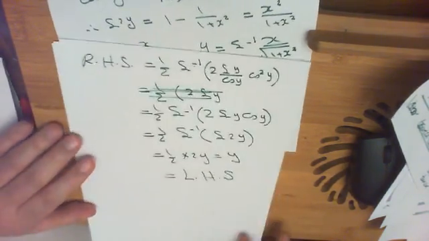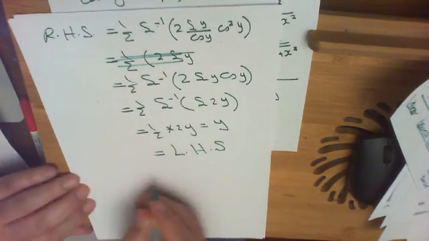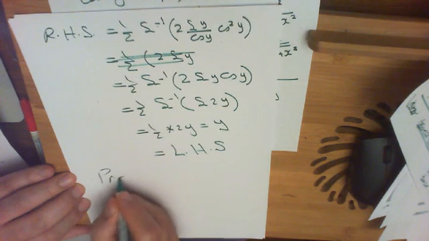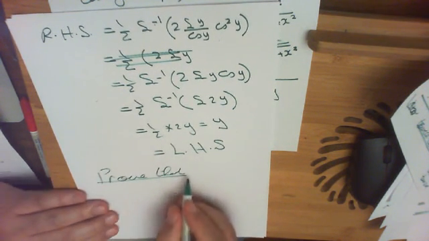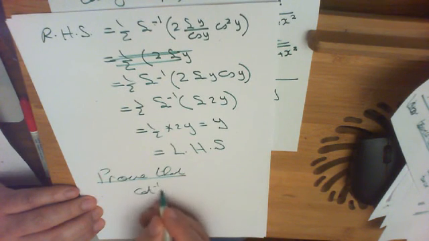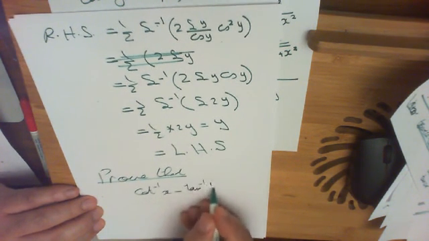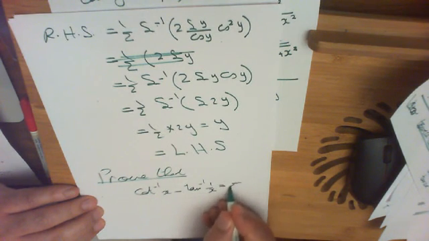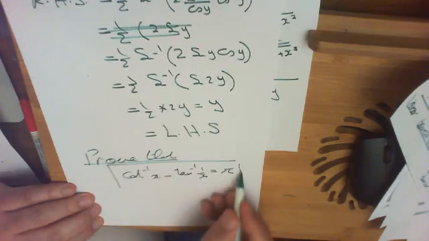Okay, good luck. The problem I am leaving to you is this: prove that cotan minus 1 x minus tan minus 1 x equals pi. Okay, good luck, good wishes.